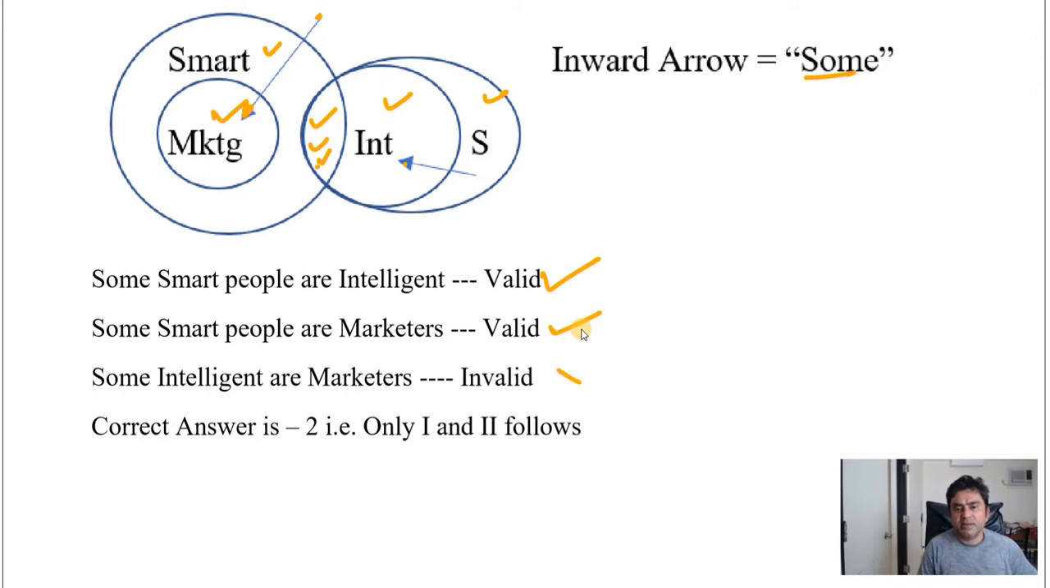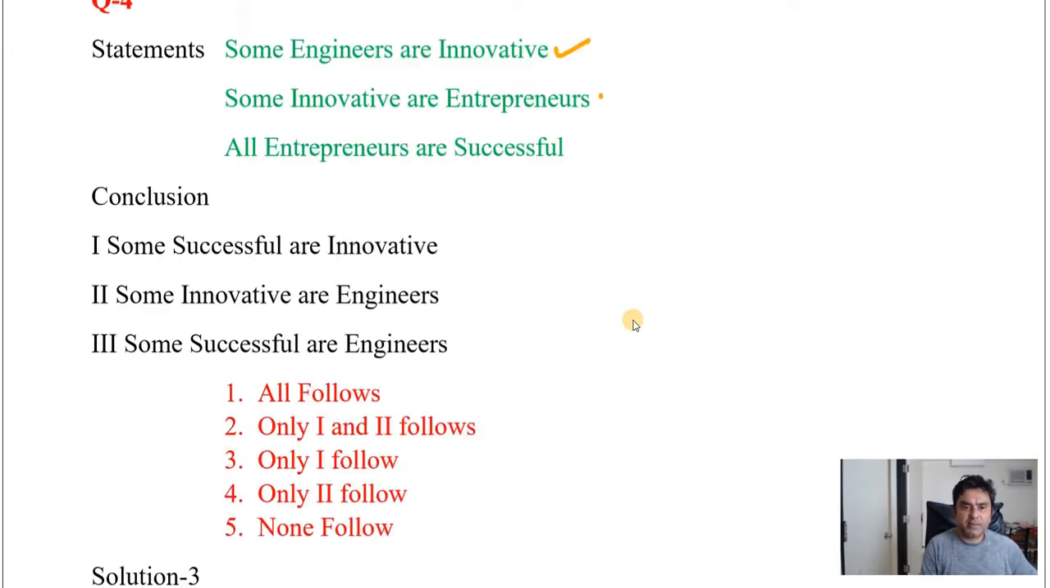Next question. Some engineers are innovative. Some innovatives are entrepreneurs, and all entrepreneurs are successful. So these are the three premises. Now look at the conclusion. Some successful are innovative. This is positive. Some innovative are engineers. This is also positive. Some successful are engineers. This is also positive. So conclusions are positive. When all conclusions are positive, then you have to draw a no-brain diagram.